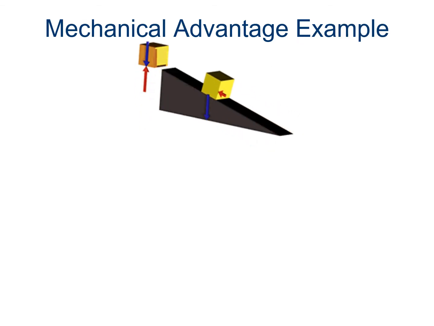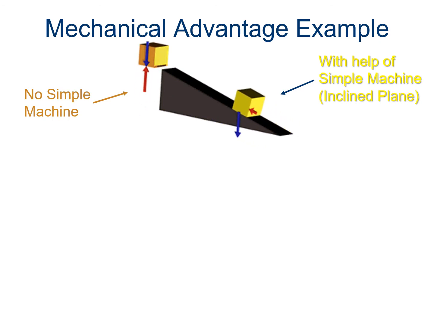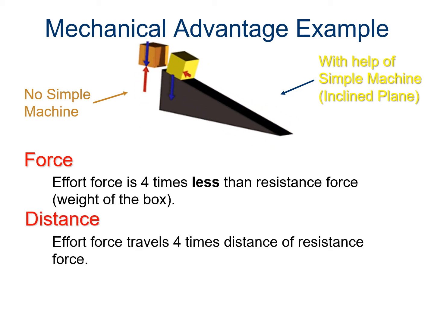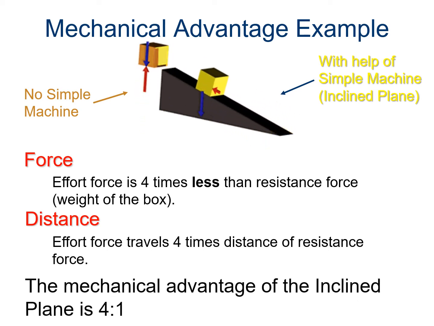Let's take a look at this mechanical advantage example. We could lift this box straight up from the ground, or we could get a little help using an inclined plane. Notice that when we lift the box with the inclined plane, the effort force, as shown by the red arrow, is 4 times less than the resistance force, or the weight of the box. But when we look at the distances traveled, we notice that the box lifted using the inclined plane now travels 4 times the distance of the box that's lifted straight up from the ground. With this kind of simple machine, we say the mechanical advantage is 4 to 1.